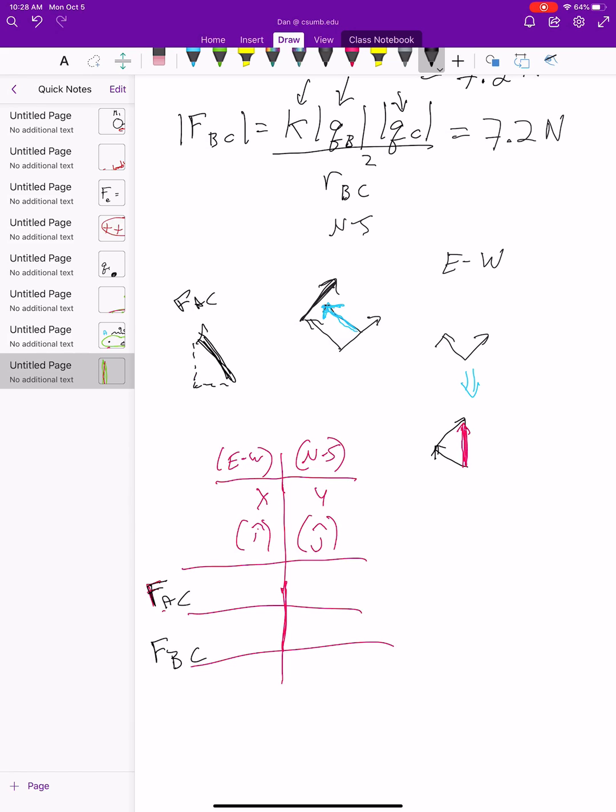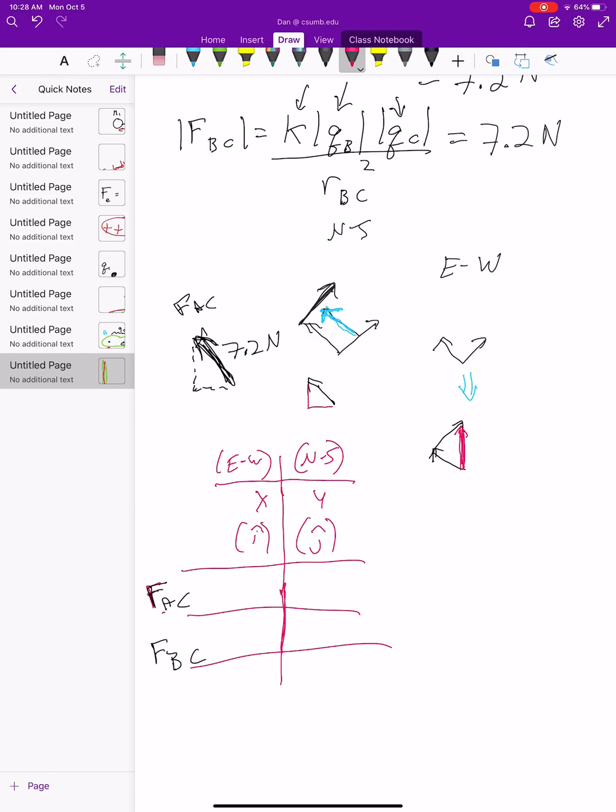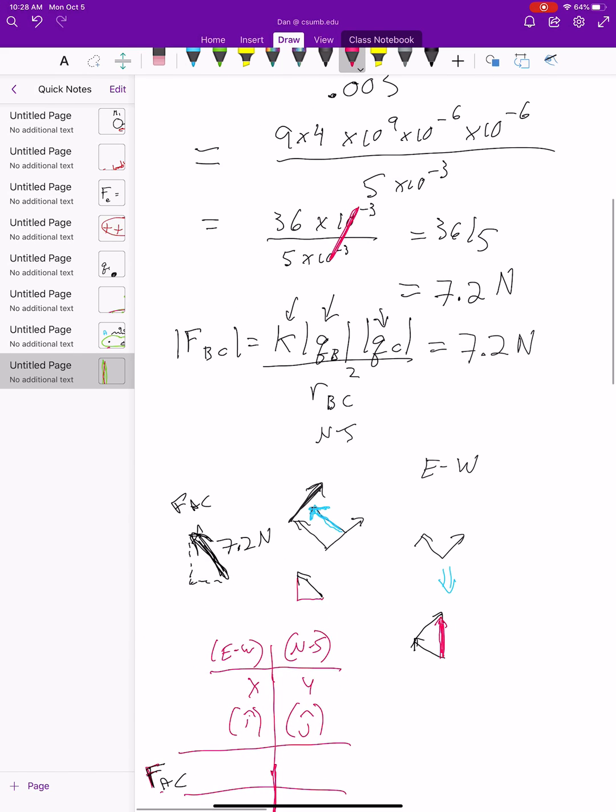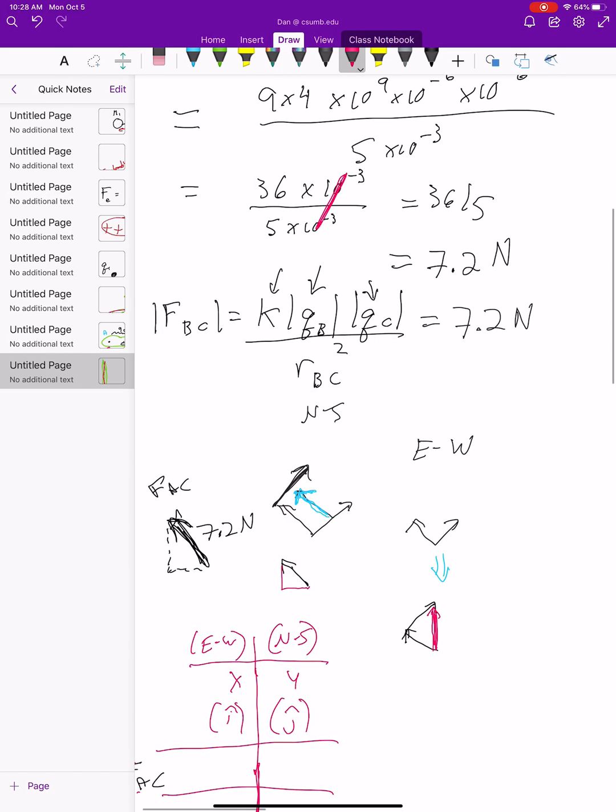We said that it was 7.2 newtons. But the thing is, this vector here is similar, it's a similar triangle, if you like, to the one that represents the distance. The one that represents the distance happens to have 0.0717, or 7.2 centimeters here. And it was 5 centimeters here and 5 centimeters here.